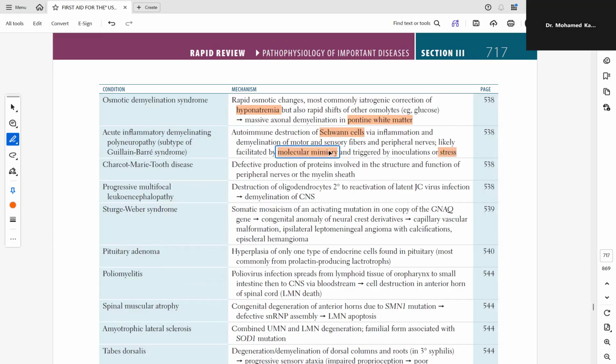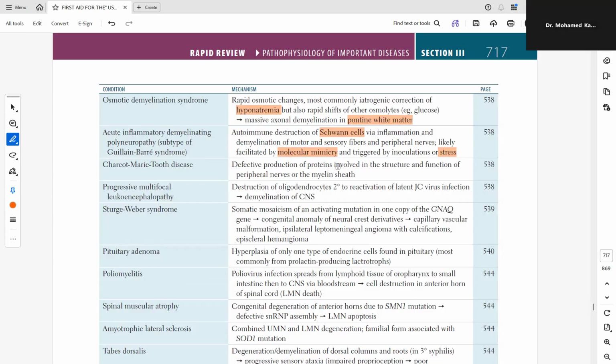Molecular mimicry is a phenomenon. Sometimes the body recognizes a good cell as similar to a bad thing and starts to attack. We have different types of this, like in rheumatic fever. This is another example of molecular mimicry.